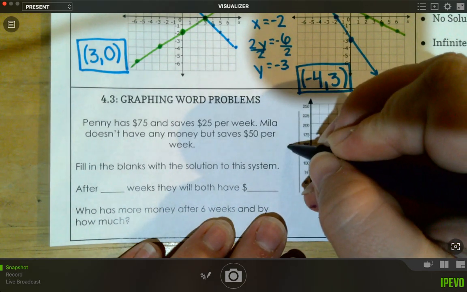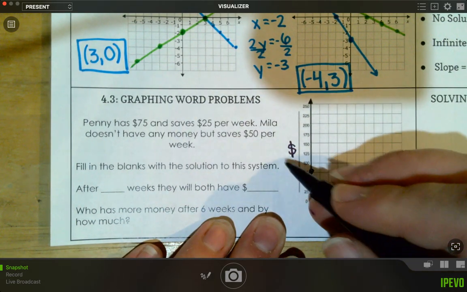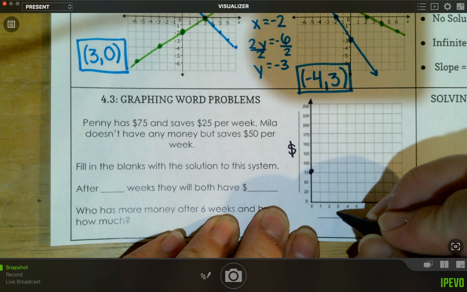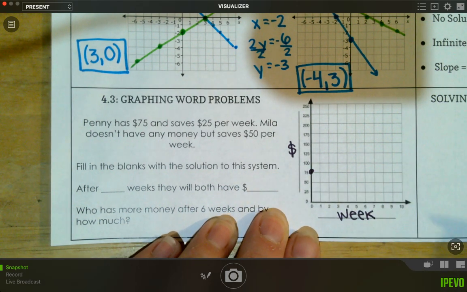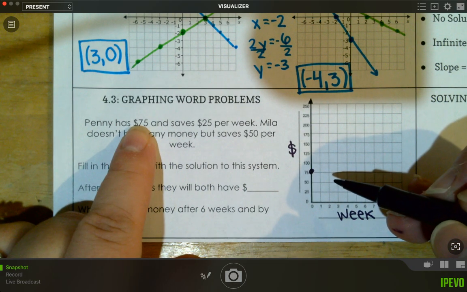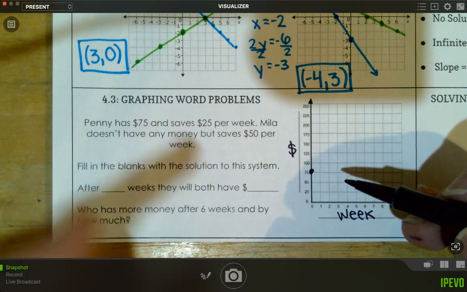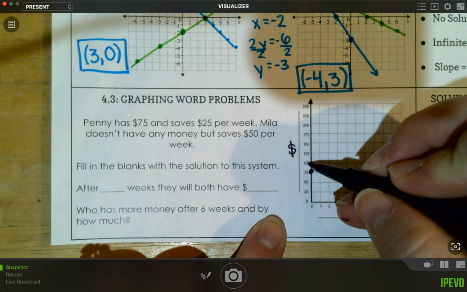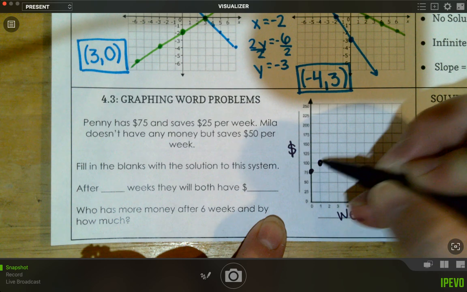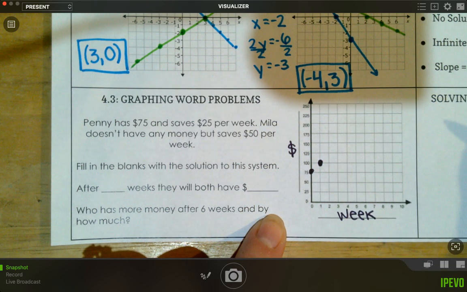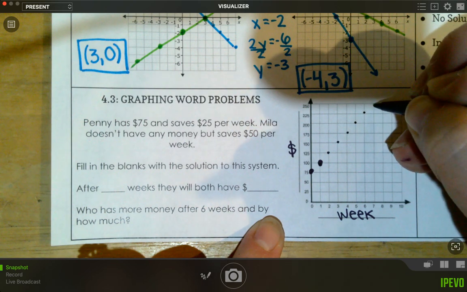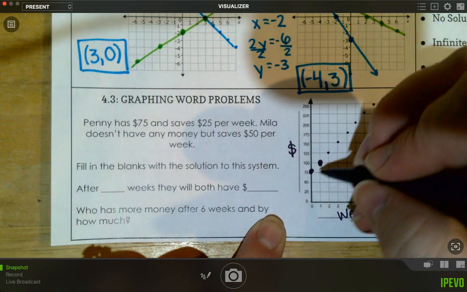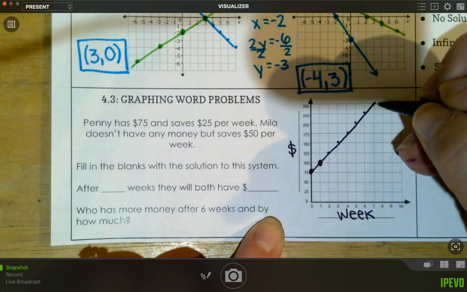So this is going to be our money because it's $75. And this is going to be the number of weeks because it's every week. So after week 1, we're going to go up $25. So she had 75. After 1 week, she'll have 100. So we're going to go to 100 and over 1. And that's a slope of up 1 over 1. So I'm just going to keep that going all the way across my graph. And I'm going to draw a line through that and label this P for Penny.